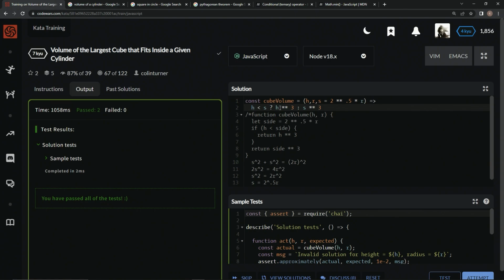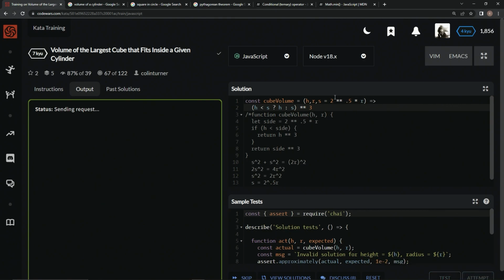But you know what? I see some repetition right here. Look at this times 3. Let's get rid of this one right here, and let's move the 3 to the h and the s, and put some parentheses around it, and let's see what happens. Test it out, and look at that. So how do you like that for readability? If the height is less than the side, we'll say height cubed, if not, side cubed, just like that. Let's attempt it, make sure there's no tricks.